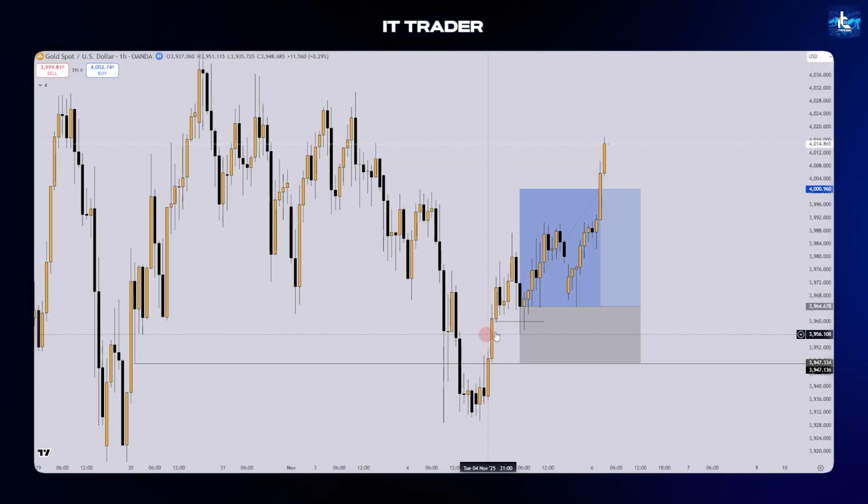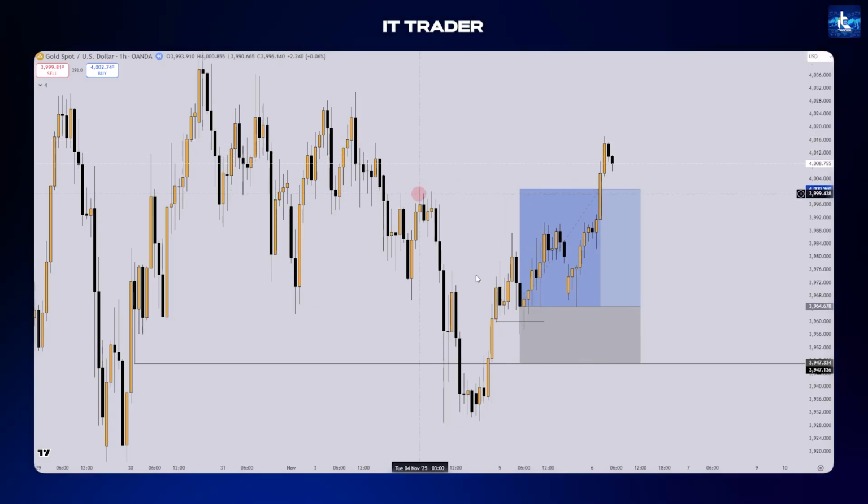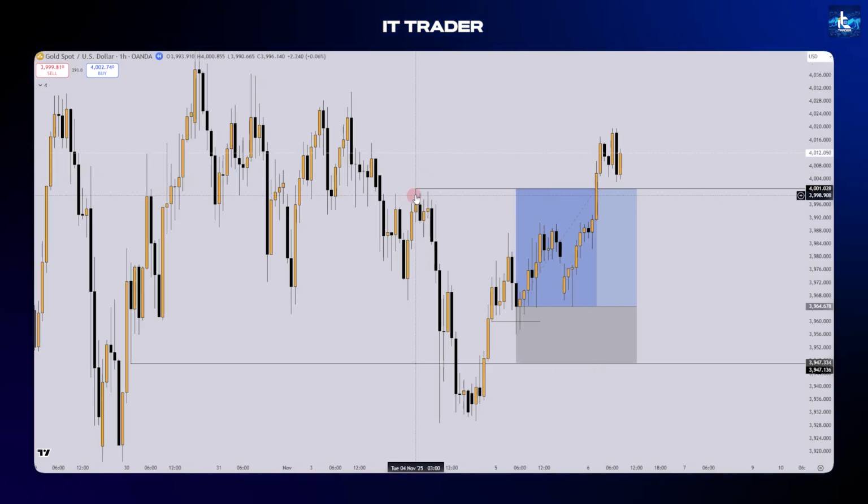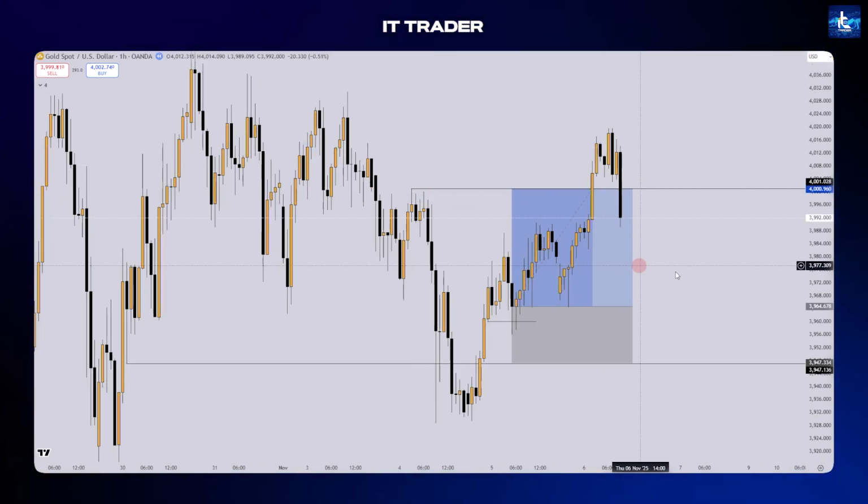Everything I'm going to show you is as simple as possible, but that simplicity is where the stability lies. When you stop looking for complex signals and focus on just one setup, you start to see the market the way the algorithm sees it.